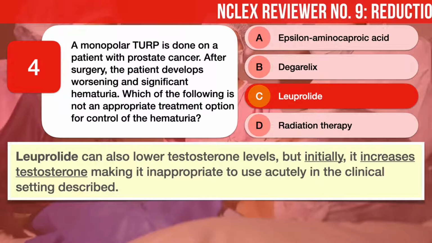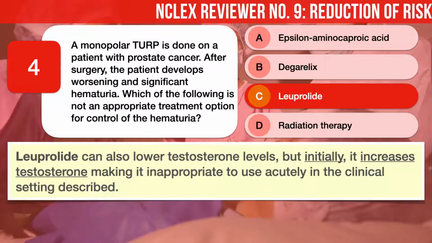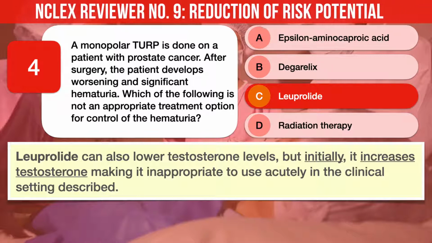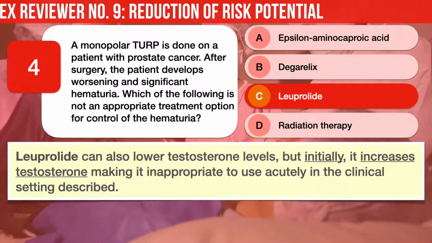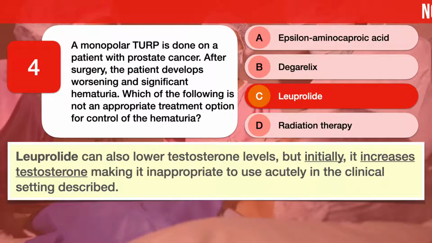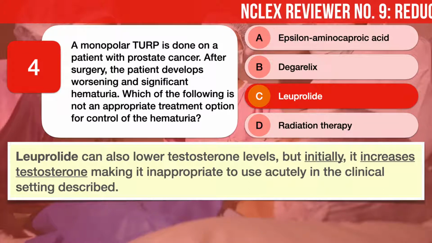The correct answer is C. Leuprolide. Epsilon aminocaproic acid is an important clinical inhibitor of plasmin and urokinase. It effectively acts to promote coagulation and is particularly effective in fibrinolysis, which may follow TURP in patients with prostate cancer due to the release of fibrinolytic chemicals from prostate tissue.